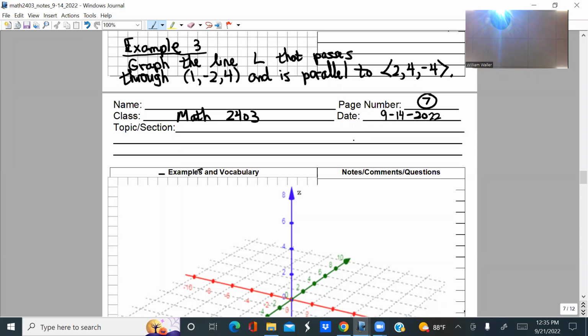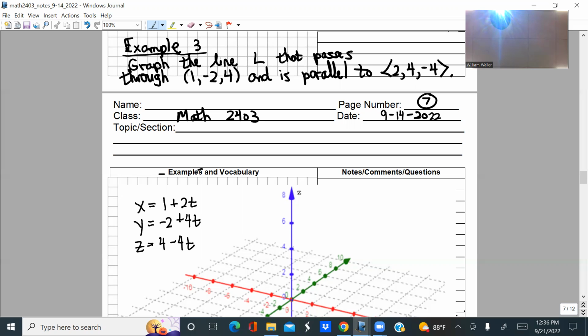Let's write it in parametric form. I always find that more useful. So in parametric form, we would have what? X equals your point on the line, right? So start with the x coordinate of the point on the line, and then the x component of your direction vector times t. So you would have x equal 1 plus 2t, right? And then y would be equal to what? Minus 2 plus 4 times t, okay? And then z would be equal to 4 minus 4 times t. So there are the parametric equations for that line.